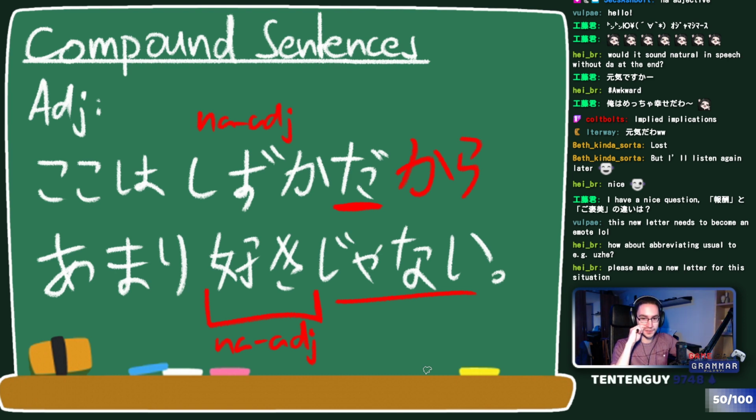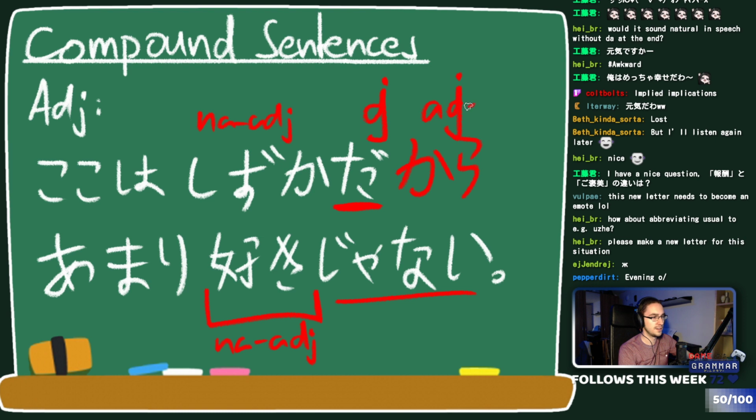Let's make a new letter for this situation. Yes, I should make a new one for adjective as well. So it would be like a DJ, right? This is a DJ, so adjective could now be spelled like this. Adjective. Much better. Pepper, hey. Why does it do that? It gives me the Windows bleep sound when I just go back. I don't understand.